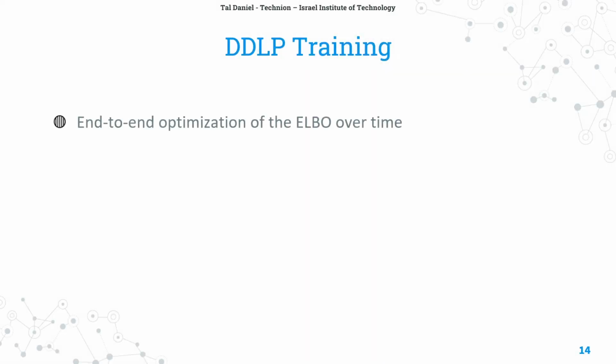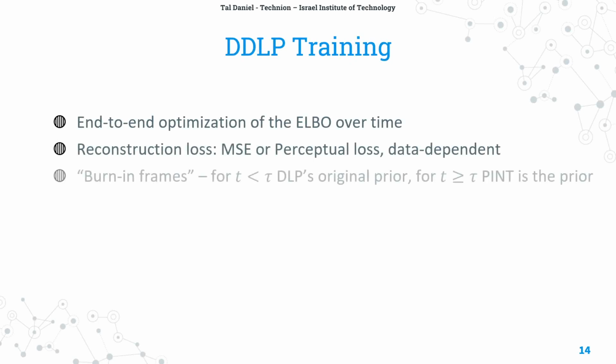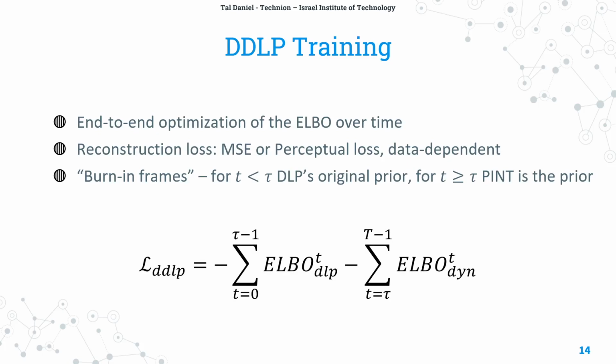Training of DDLP is performed end-to-end. All components are jointly trained. We also use burn-in frames to drive the dynamics. The intuition is that in order to infer dynamics such as acceleration or velocity, it is not enough to observe a single frame. We use tau equals 4, that is 4 burn-in frames in all our experiments.